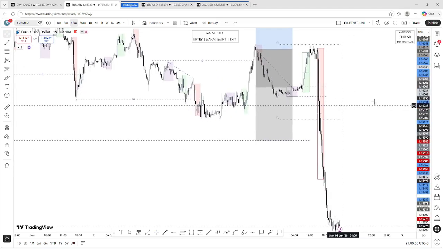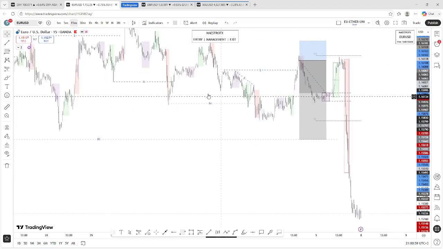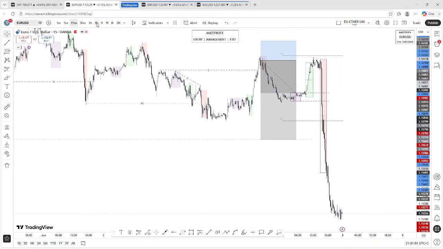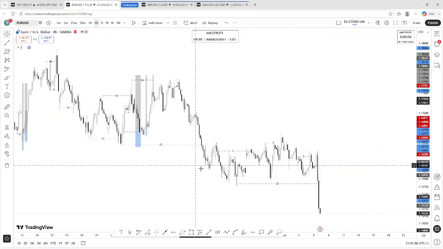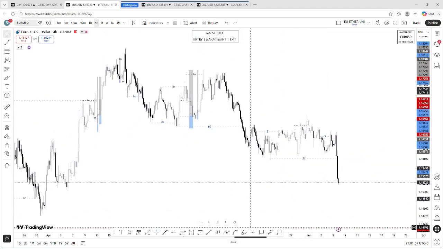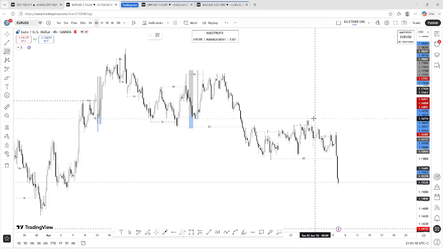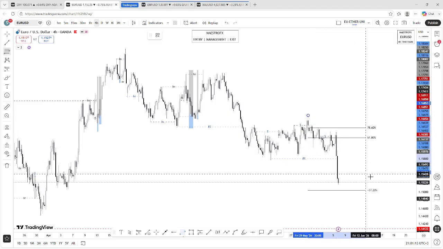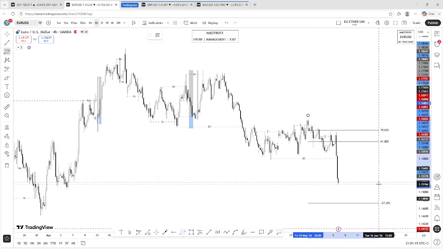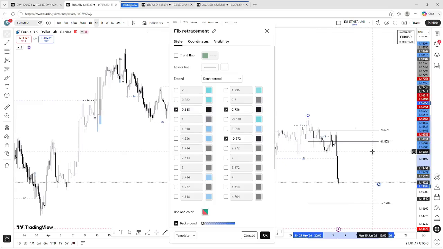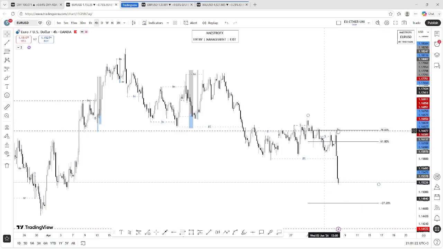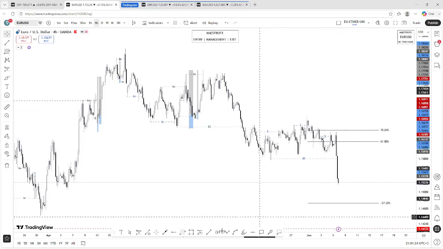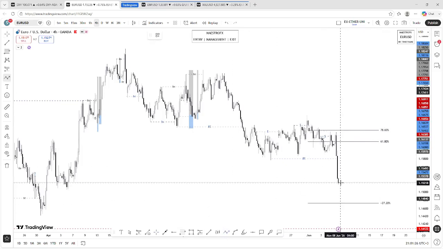Yes, and so again, I'm anticipating that we are going to have a correction. Let's head back to the 4 hour. Yes, I'm anticipating that we are going to have at least a retracement to 61.8, this level, or 71.8, and sweep this internal liquidity here. Yes, this is my analysis for the week.